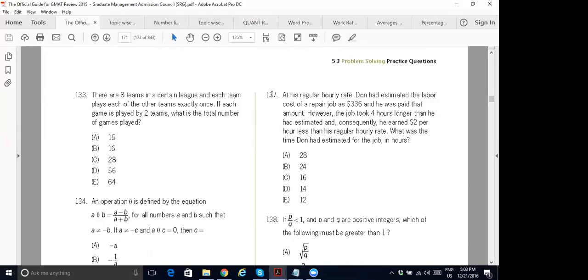Yeah, this question number 127. This is again a standard question type on GMAT, asked very frequently. 137. Yes.